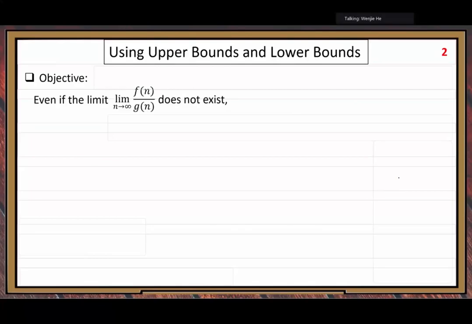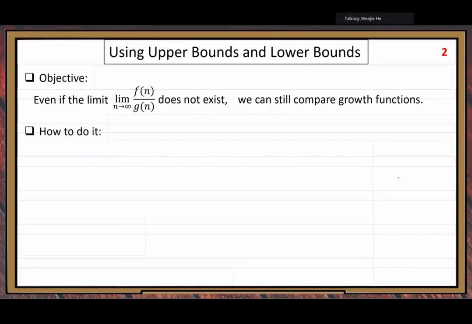So here, for this inequality method, no matter whether this limit exists or not, there are two possibilities. The limit may exist or may not exist, but we can always use inequalities to study growth functions. But especially for the case where the limit does not exist, we have to use this inequality way.